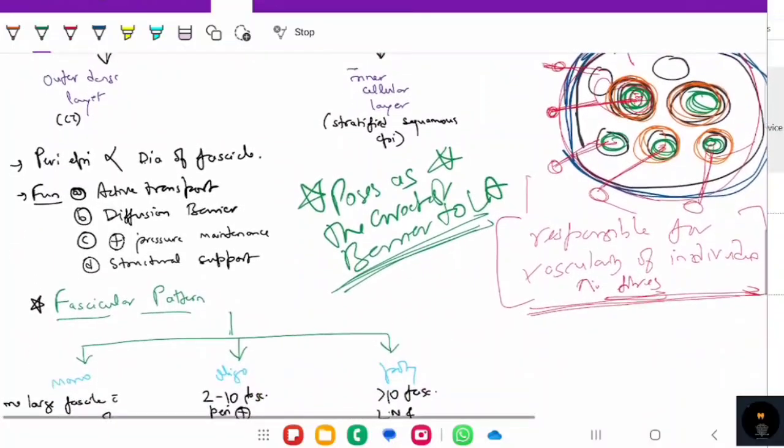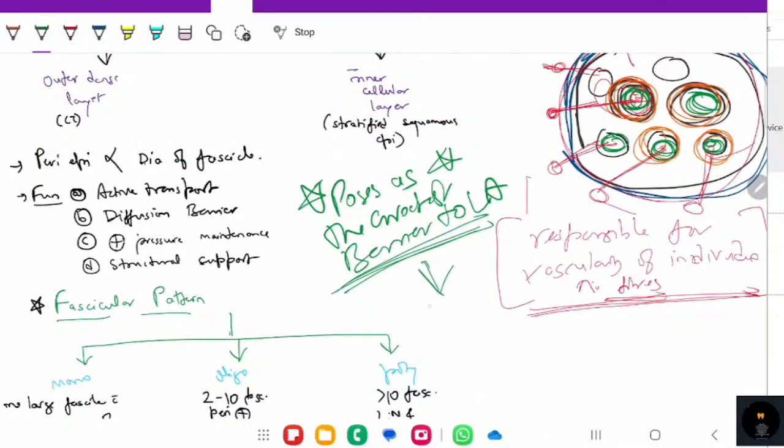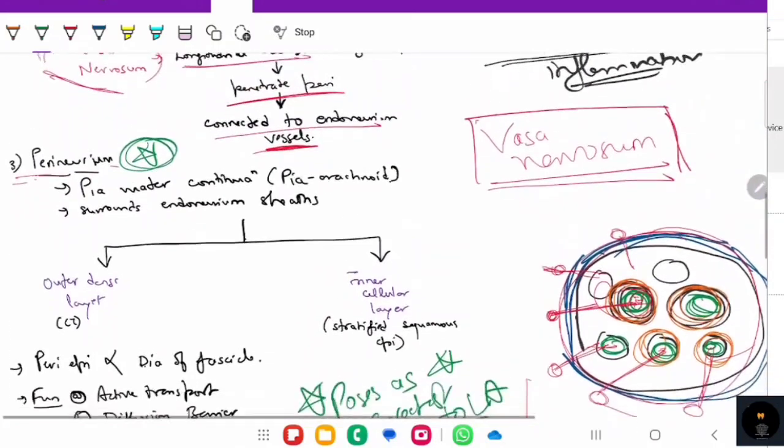And in perineurium also, which one? Something known as perilemma, or the inner cellular layer. Again, bio question. Let's move on.